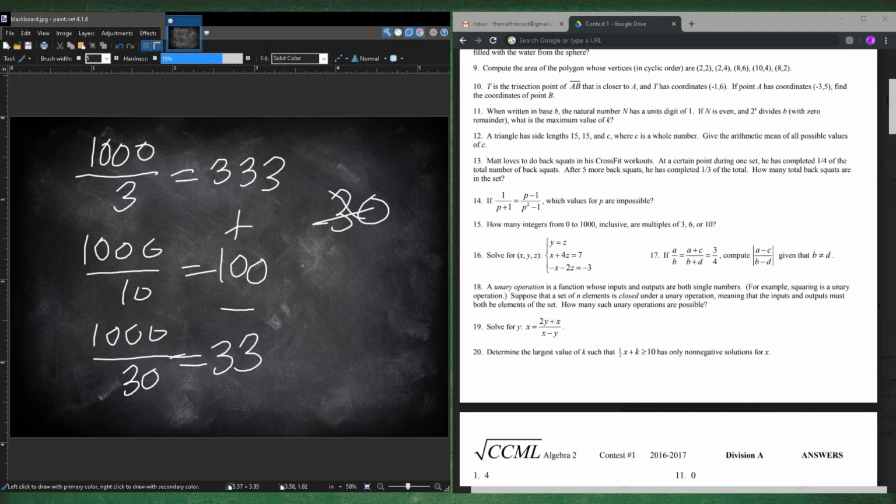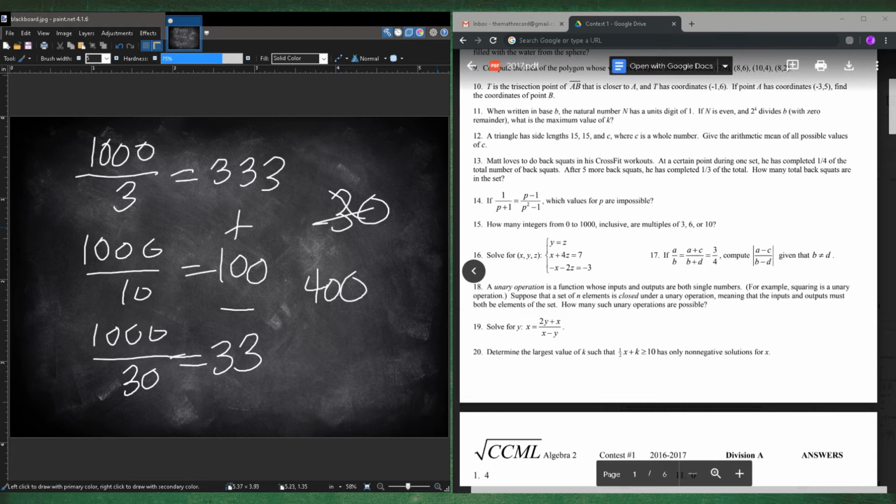So like 30 is in both 333 and 100, or like 60 or 90 and stuff like that. So technically you just add them together. So that's 433 minus 33 is 400. Since the integers go from 0 to 1,000 inclusive, that means 0 is also included, so you gotta add 0. 0 is also a multiple of any number, so it's just 401. So the answer is 401.